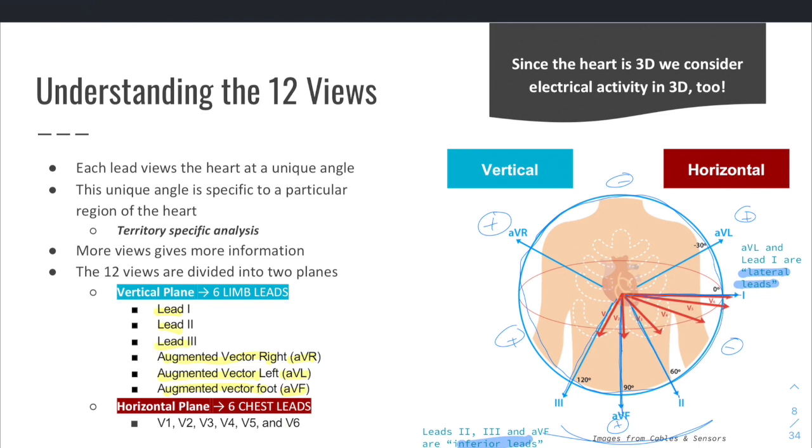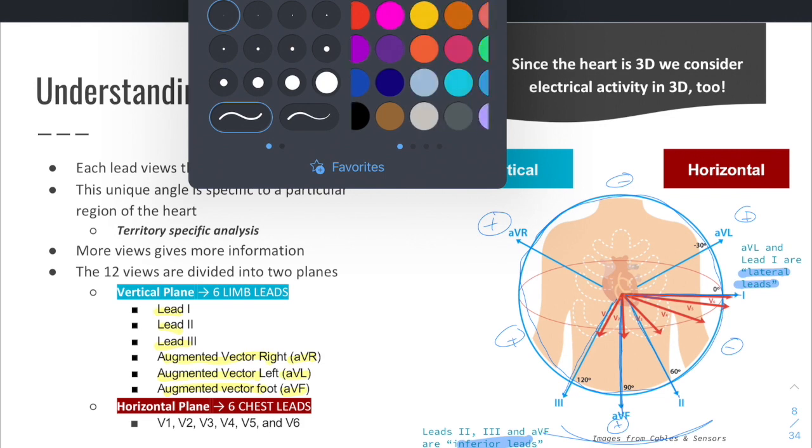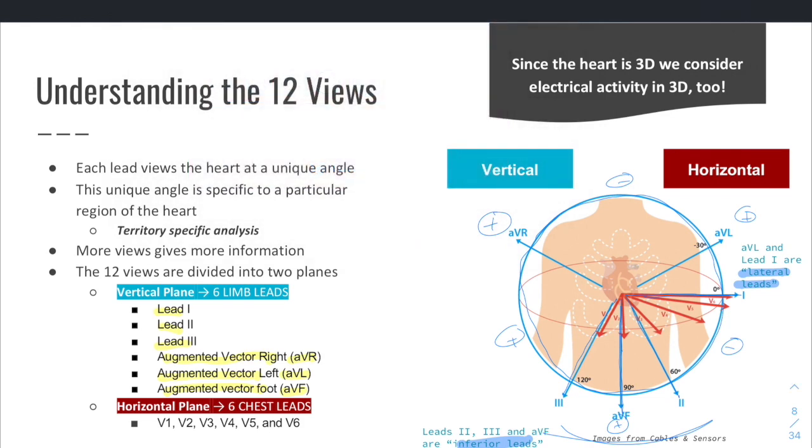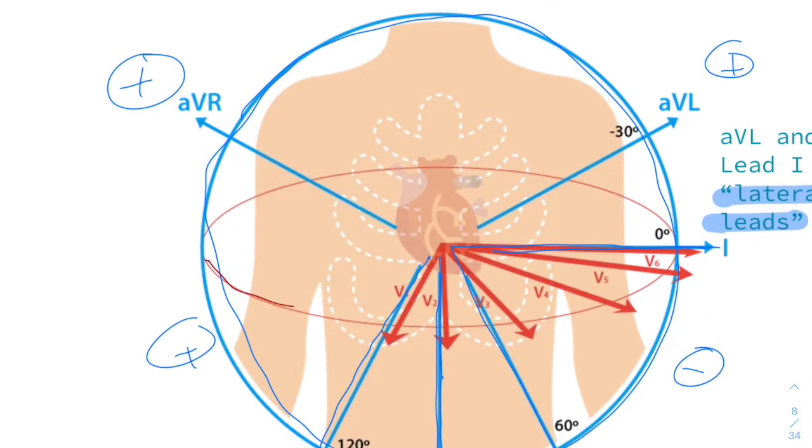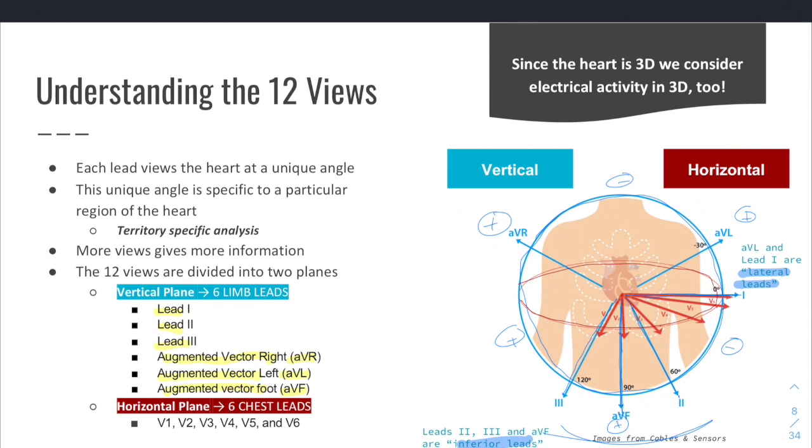So this is creating the territories, and I'm sorry, I almost forgot to mention that on the other hand, you have your horizontal plane that's made by your chest leads V1 through V6. If you were to think of a plane that goes through your chest, then V1, 2, 3, 4, 5, and 6 radiate outwards from there, and those are the readings that you're getting across those chest leads as well. So that's how we're getting our 12 lead view with only 10 electrodes, and this is giving us some more information about what's going on.